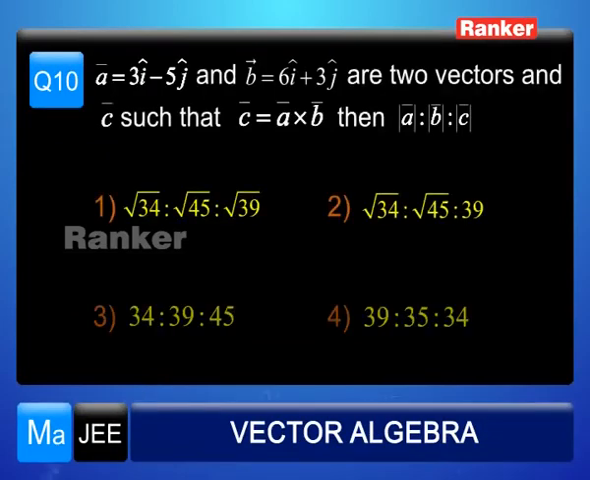Let's move to the next question. Question number 10. If A bar is equal to 3i minus 5j and B bar is equal to 6i plus 3j are two vectors, and C bar is such that C bar is equal to A cross B, then the magnitude of A is to magnitude of B is to magnitude of C are: first option root 34 is to root 45 is to root 39, second option root 34 is to root 45 is to 39, third option 34 is to 39 is to 45, fourth option 39 is to 35 is to 34.